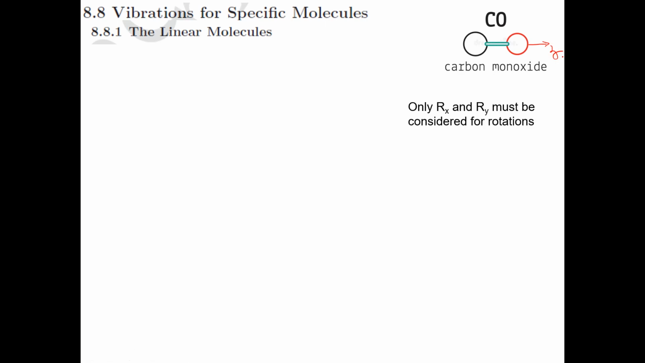And one thing which is important for linear molecules is that only rotations around X and Y are relevant, for instance this is the X and this is the Y axis, and we need to subtract them to calculate the vibrational representations. Because you can consider the atoms as point-like objects, the moment of inertia for rotations around the z-axis is basically zero, so they are not relevant. And so as we're going to see, we only have to subtract representations associated to Rx and Ry when we discuss the vibrational modes of linear molecules.